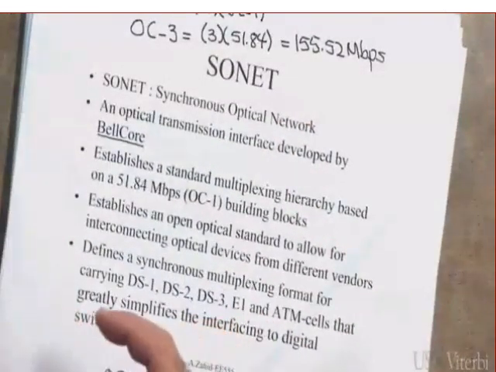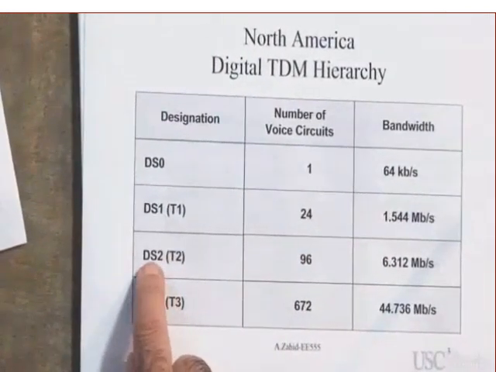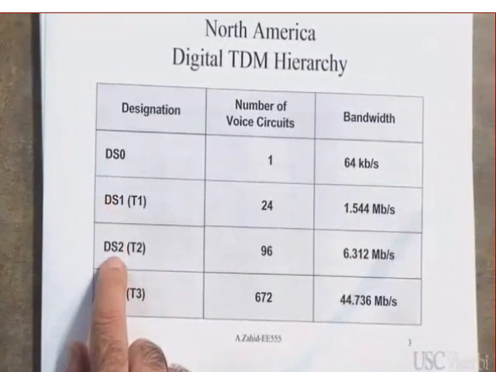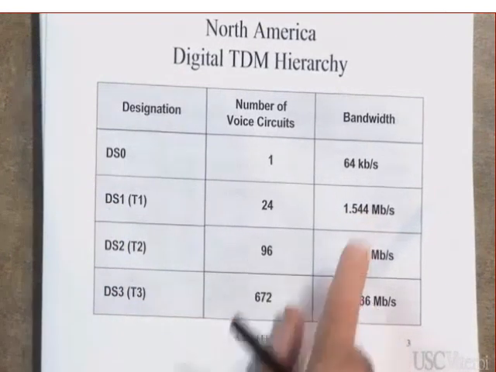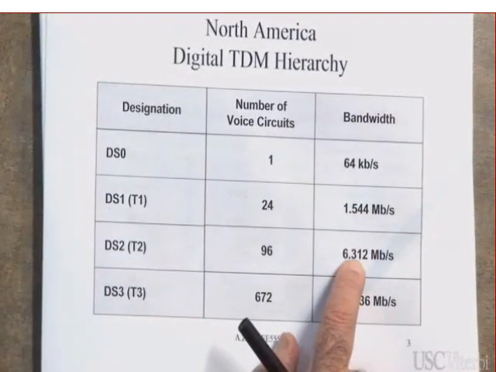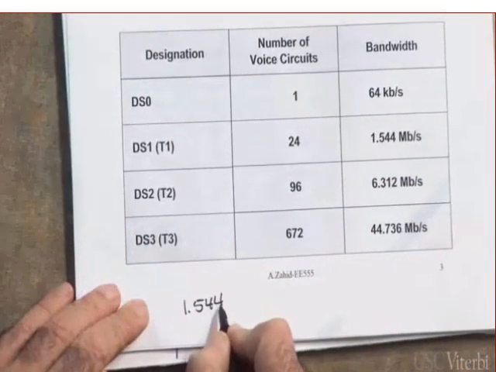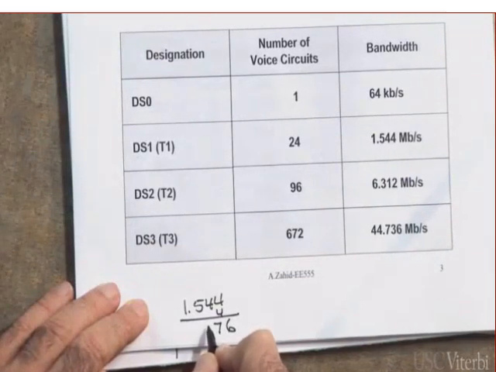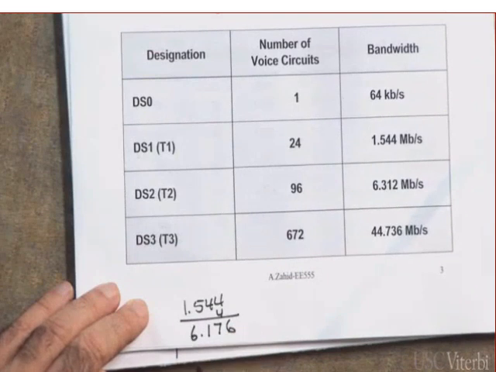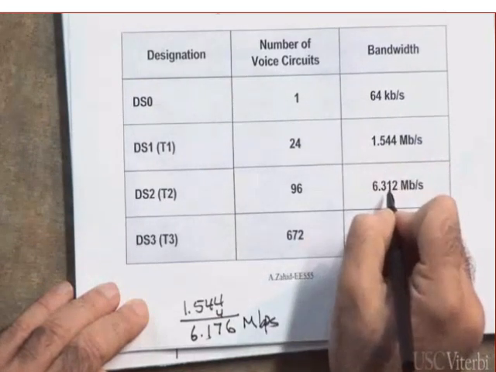Unlike the digital hierarchy. In the digital hierarchy, for example, when we said DS2 is equal to 4 DS1, if you take this one and you multiply it by 4, you are not going to get exactly this number. Clear? 1.544 times 4 is 6.176 megabits per second. Is this the same as this? No, it's not the same.